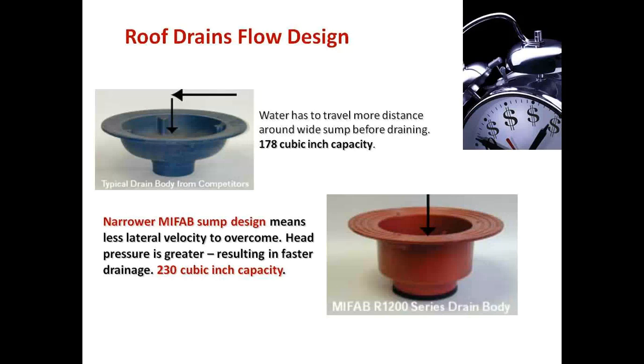So we're getting greater head pressure with the MyFab sump, resulting in faster drainage, and we have greater cubic inch capacity. So the actual area within the sump of our roof drain is greater than Zurn's. Something that a contractor probably doesn't care too much about unless he's a design build contractor, but certainly something to highlight to plumbing engineers as a reason why they should include MyFab in their specifications.